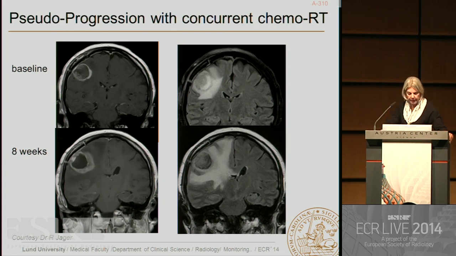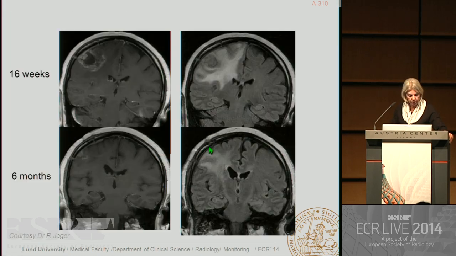And finally, here is a case by Professor Jäger. You could see on the baseline, you have a ring-enhancing lesion with a surrounding edema. 8 weeks into therapy, we now see more pathological contrast enhancement, especially in the medial side of the lesion, and you have a significant increase in the FLAIR signal abnormality with a little bit of compression of the ventricle. 16 weeks into therapy, there's still some enhancement, but we can now see that the FLAIR signal abnormality is significantly decreasing, and 6 months after therapy, almost all the contrast enhancement is gone, and the FLAIR signal abnormality has also significantly diminished. Another case of what we call pseudo-progression.